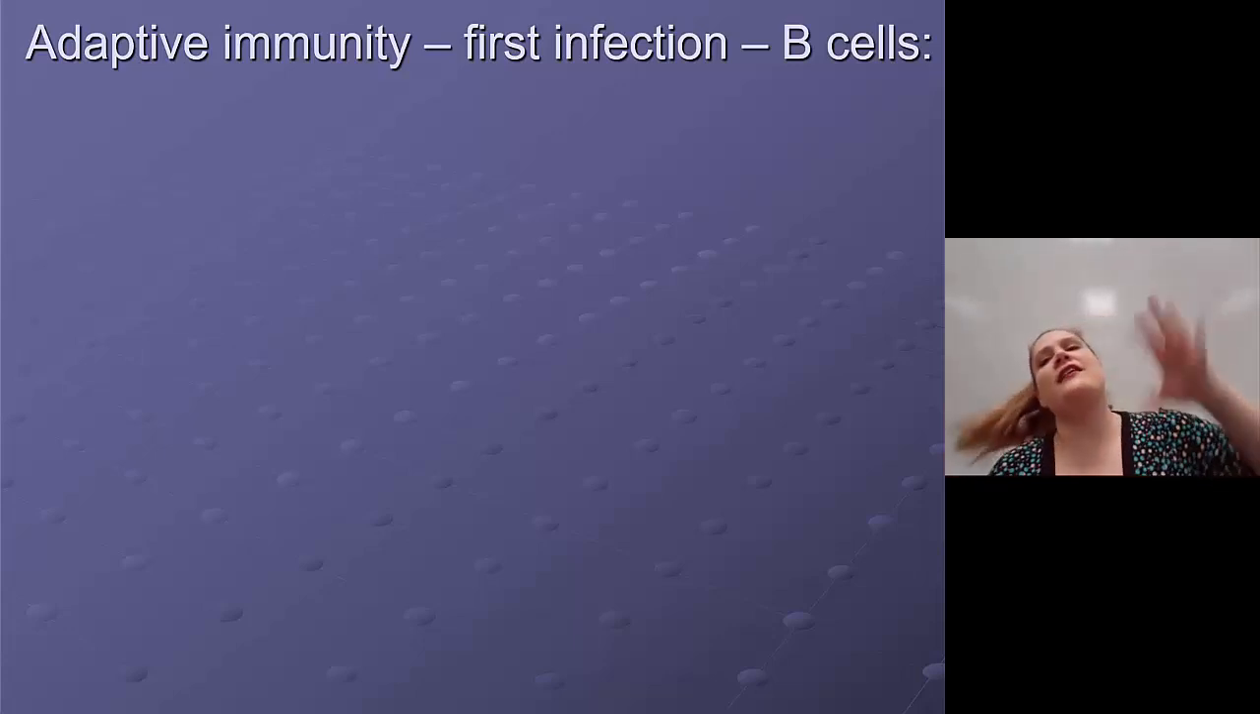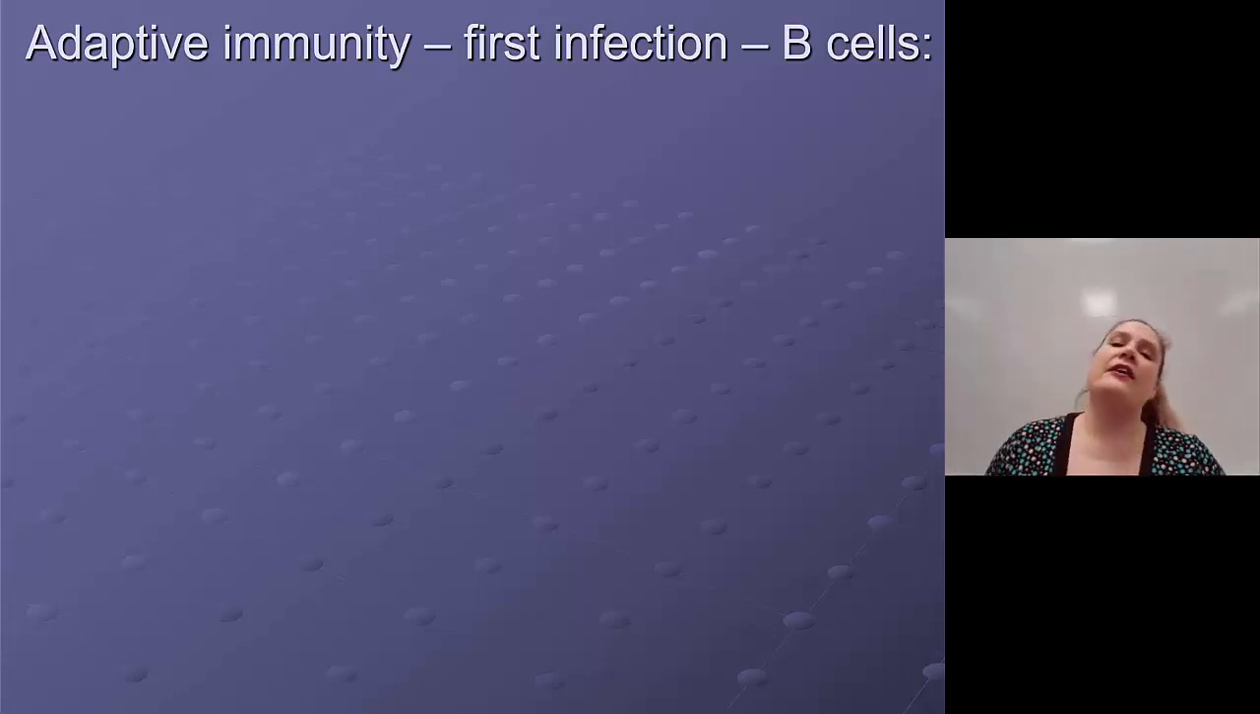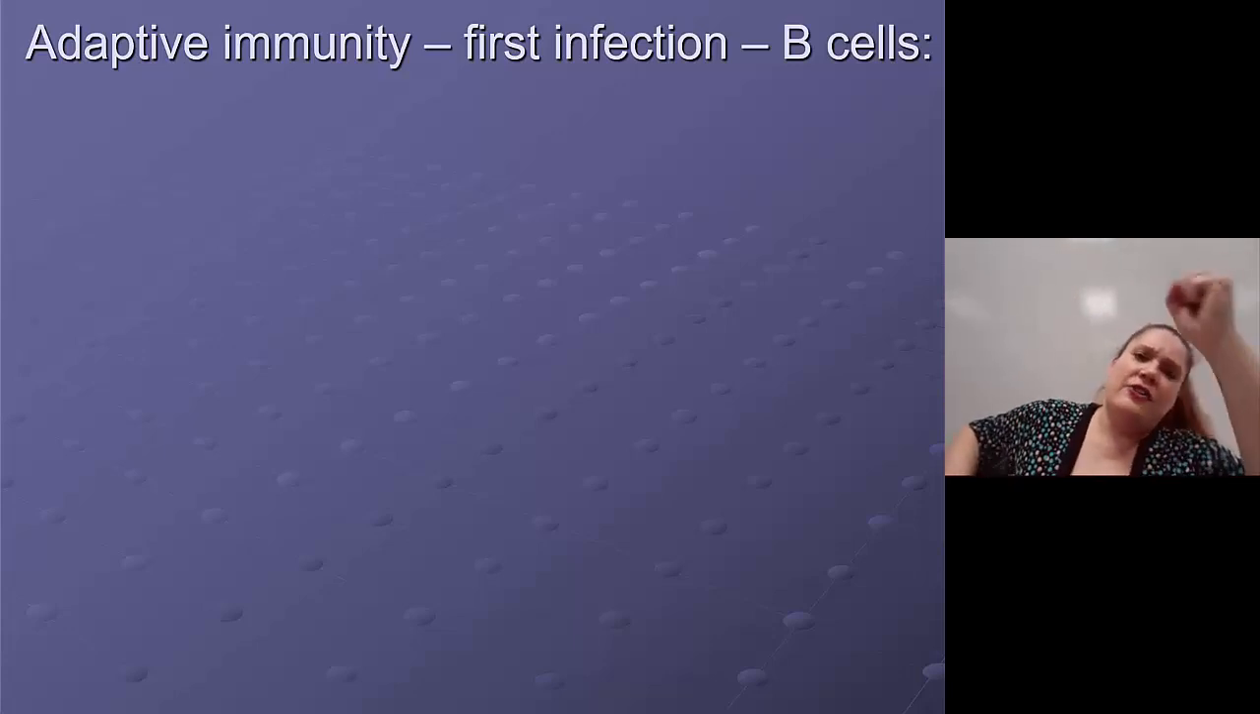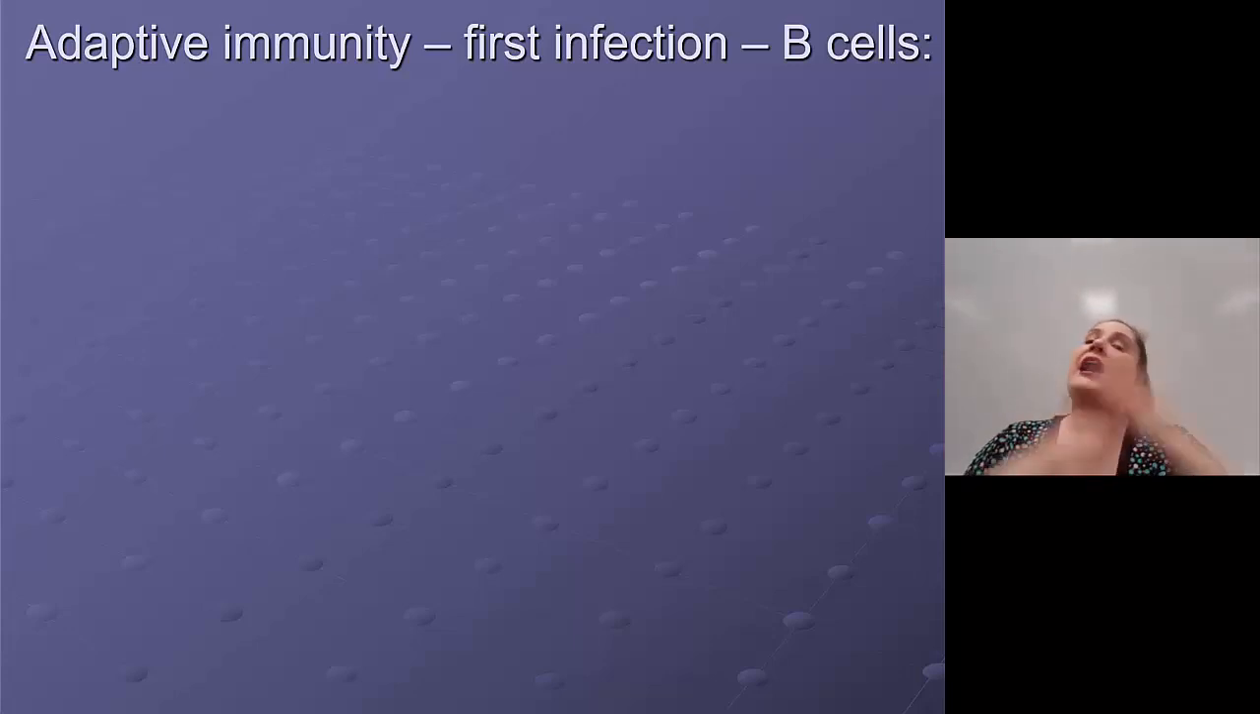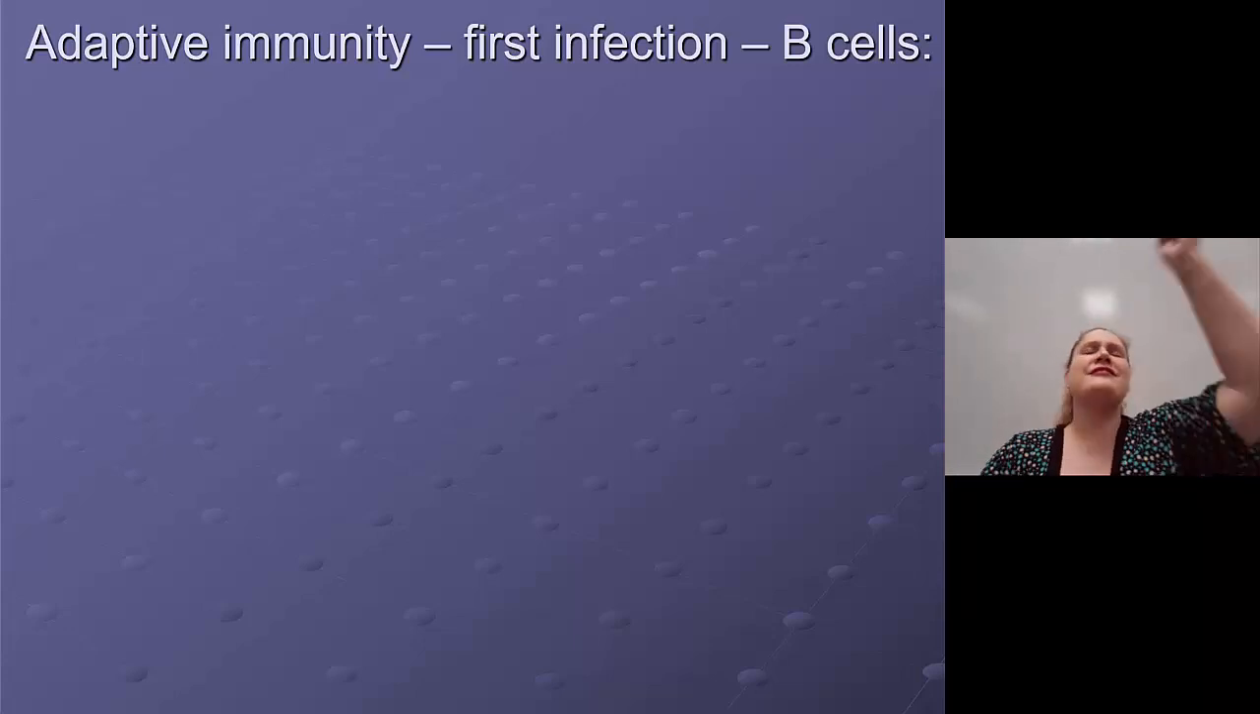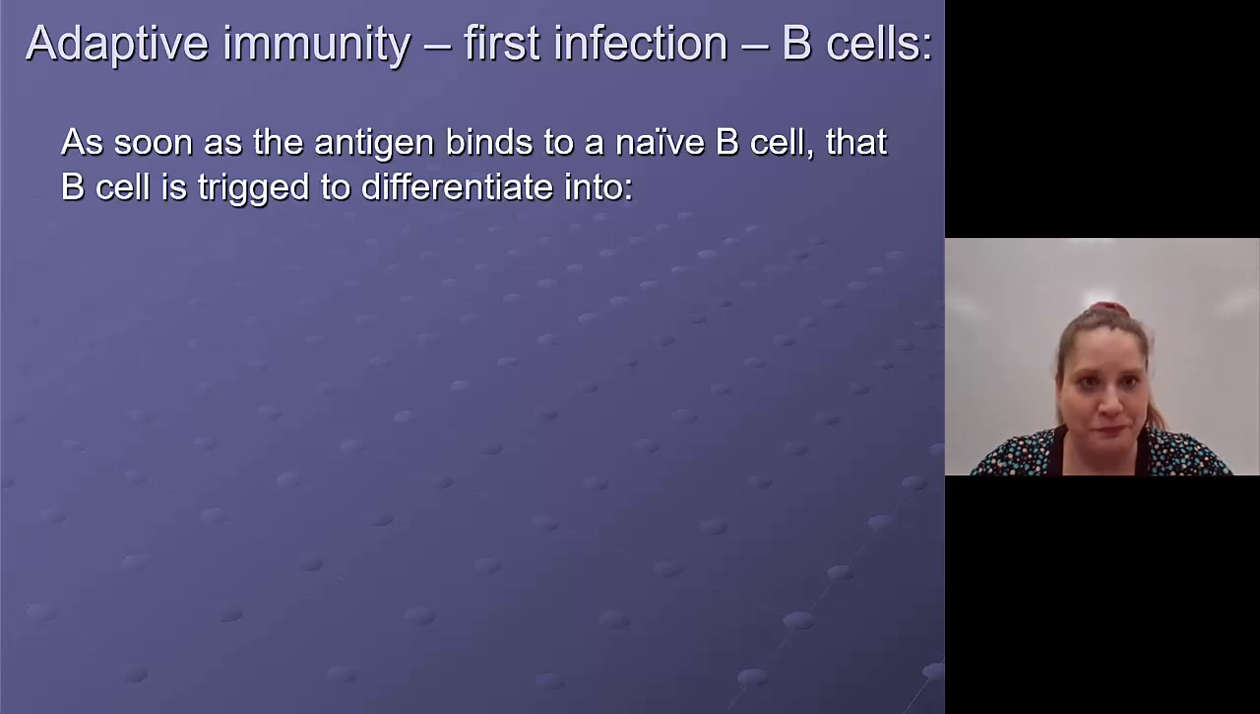Naive B cell after naive B cell went, and they were like, I can do it. No, you can't. However many times, up to 10 billion, until they found the one that worked. And then they went, huzzah, we found one that worked.